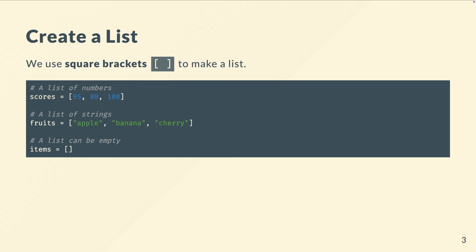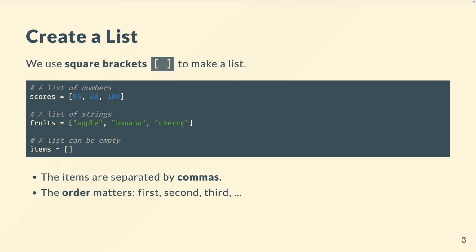Now let's create lists in Python. We use square brackets to make a list. In the first example, scores is a list of 3 numbers, 95, 88, 100. In the second example, fruits is a list of 3 strings, apple, banana, cherry. In the last example, items is an empty list, which means it has nothing inside yet. Items in a list are separated by commas. And the order matters. First item, second item, third item.